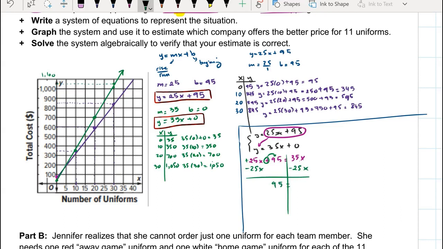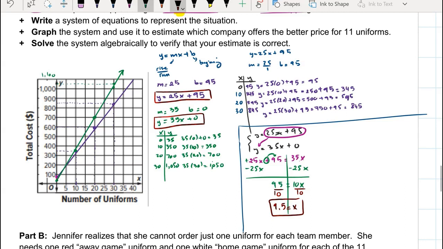95 equal to 35 minus 25 is going to be 10x, and we divide both sides by 10, so it's 9.5 equals x, or x equals 9.5. So x represents the amount of uniforms, so it's about 9.5 uniforms. That's what we have so far.